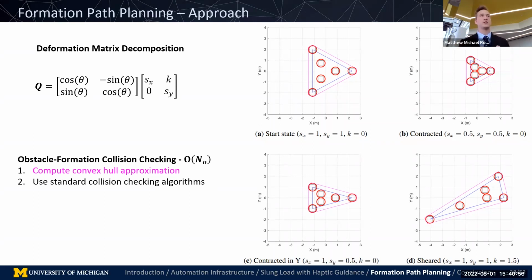For obstacle formation collision checking, what we did is we first compute a convex hull approximation. So if you look in these images, each of these has a magenta convex hull on the outside, which is just a bounding triangle with the corners cut off to make it slightly more accurate. And then we use that bounding convex hull in a standard collision checking algorithm. So every single time a collision check is required, we compute the convex hull, and we use it in collision checking.